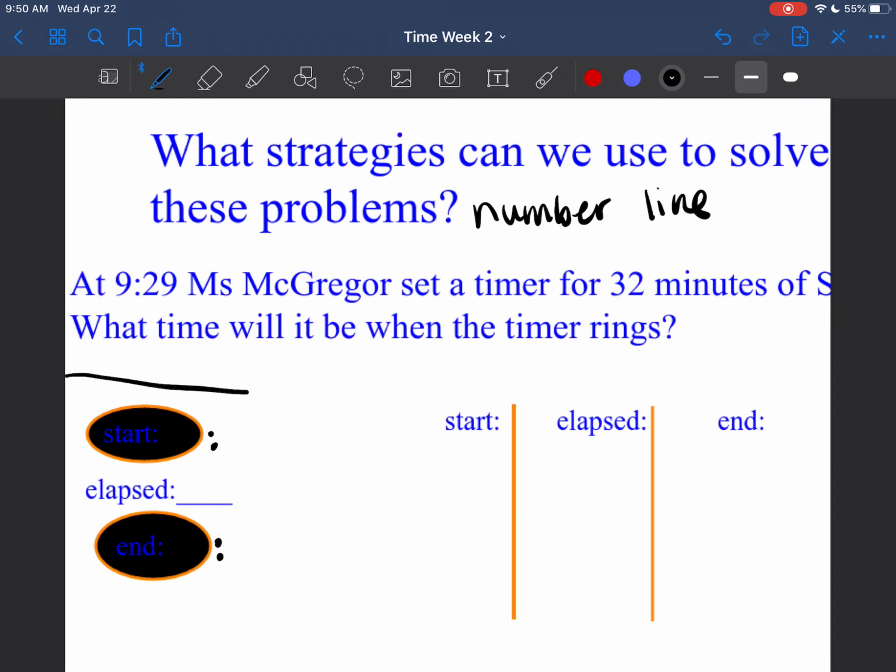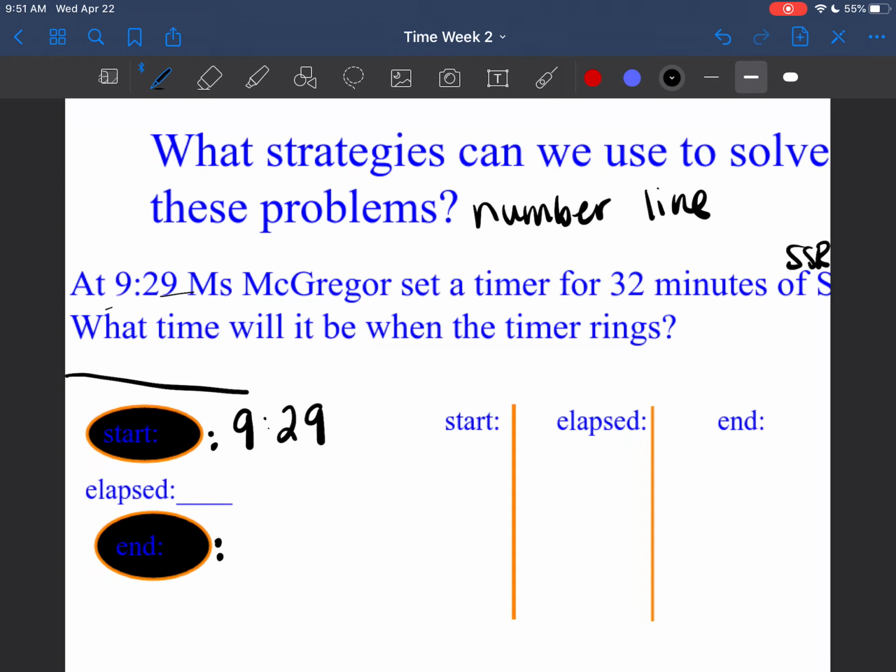All right, so let's read our problem. At 9:29, Miss McGregor set a timer for 32 minutes. What time will it be when the timer rings? So let's fill in our graphic organizer to determine what we're solving for. At 9:29, Miss McGregor sets a timer. So what time is it when she starts the timer? It is 9:29.